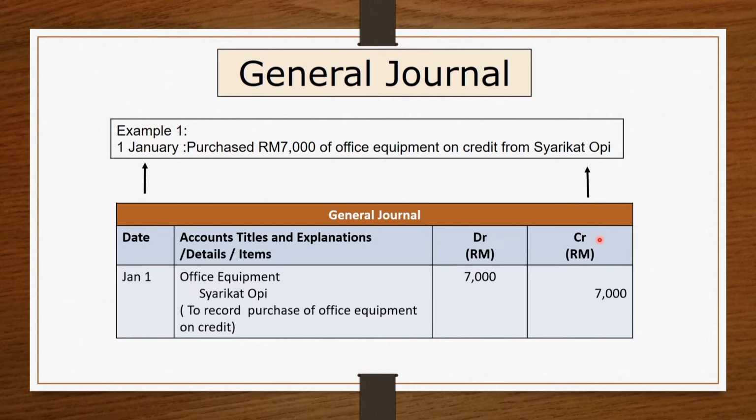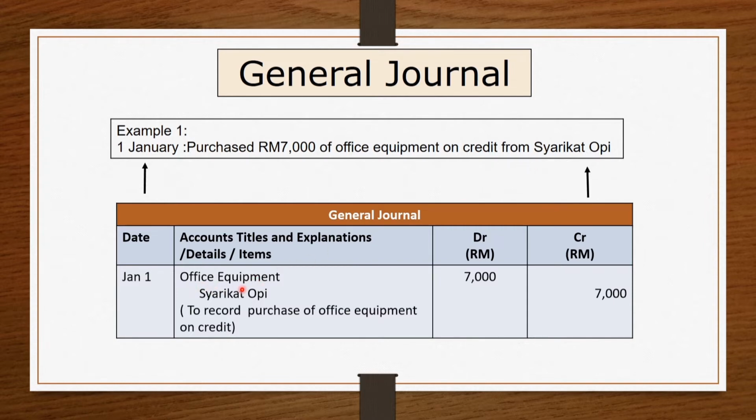So we look at example 1. 1st of January, purchase Rm 7,000 of office equipment on credit from Syarikat OP. So the double entry system is debit office equipment. This is an asset that will increase, and credit Syarikat OP. This is the account that should be credited.